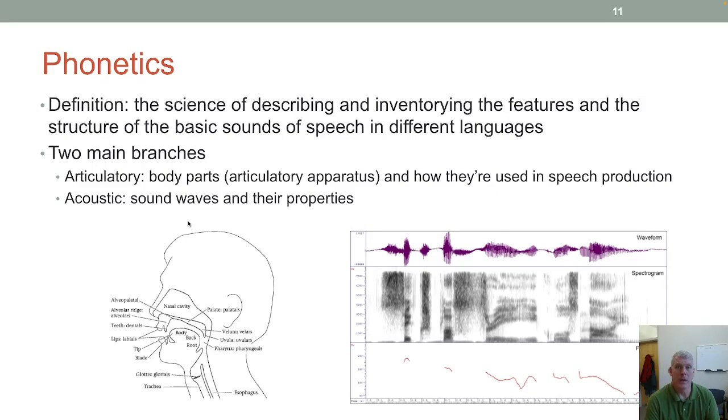Acoustic phonetics deals with sound waves and their properties. On the bottom right of this slide, we see a waveform on the top, the peaks and valleys here. We have a spectrogram in the middle tier, and a pitch track on the bottom tier. So those are the two main branches of phonetics. Articulatory, where you're looking at body parts and how they move and work together to create certain sounds. And acoustic, which deals with studying the sound waves themselves with software.